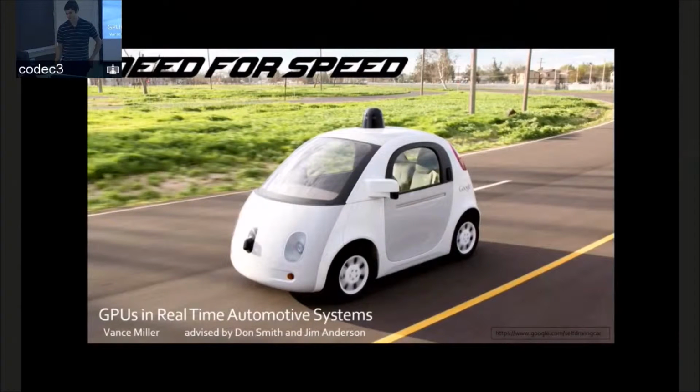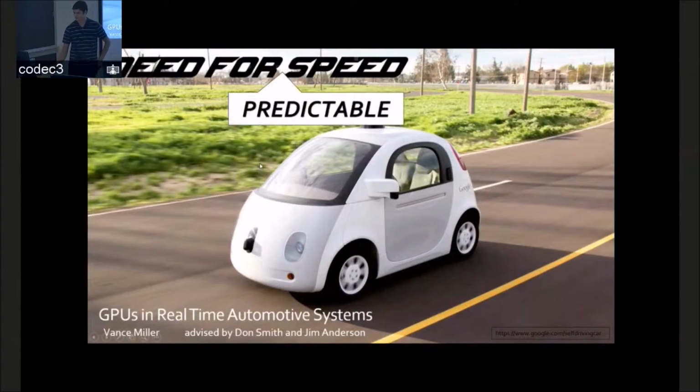All right, so I'm Vance, and I'm going to talk about the need for predictable speed in real-time automotive systems. And when we're talking about speed here, we're talking about the computers inside of these cars that power all of the sensors and everything that allow them to make decisions about how to drive.